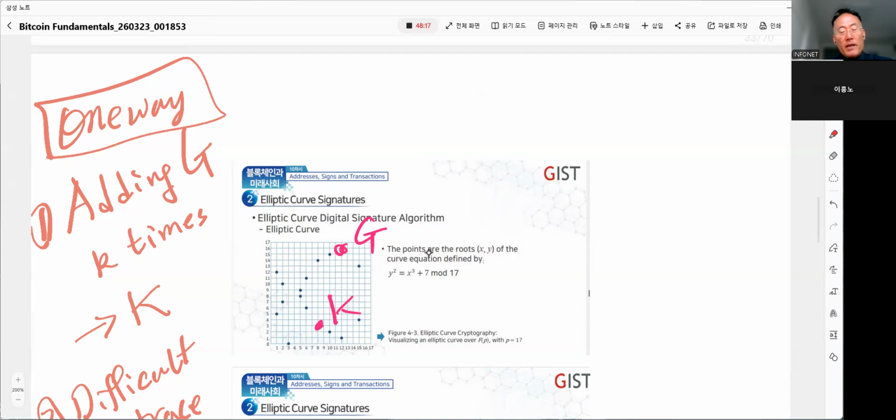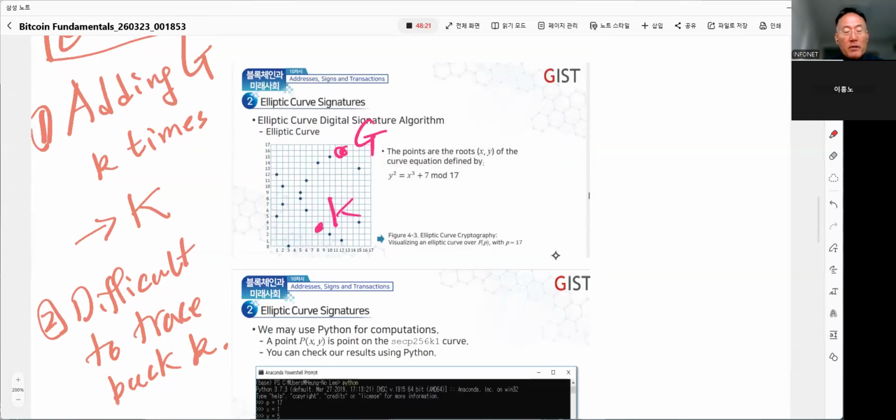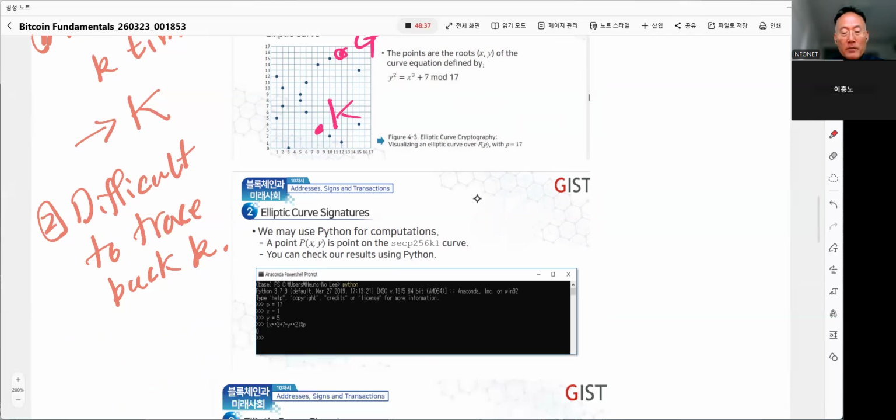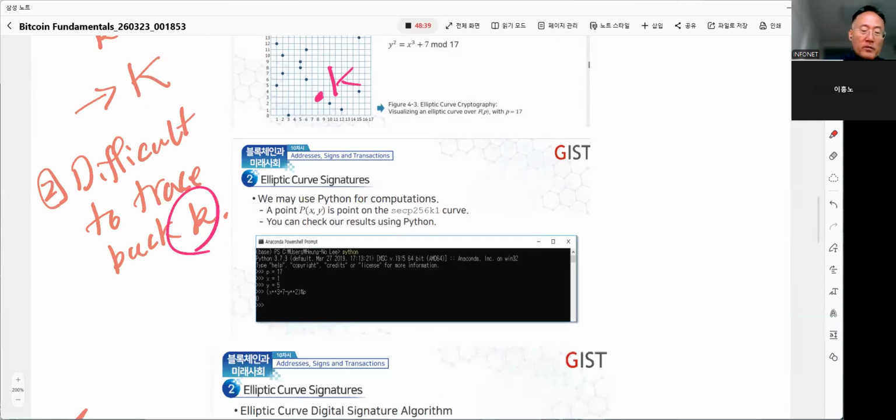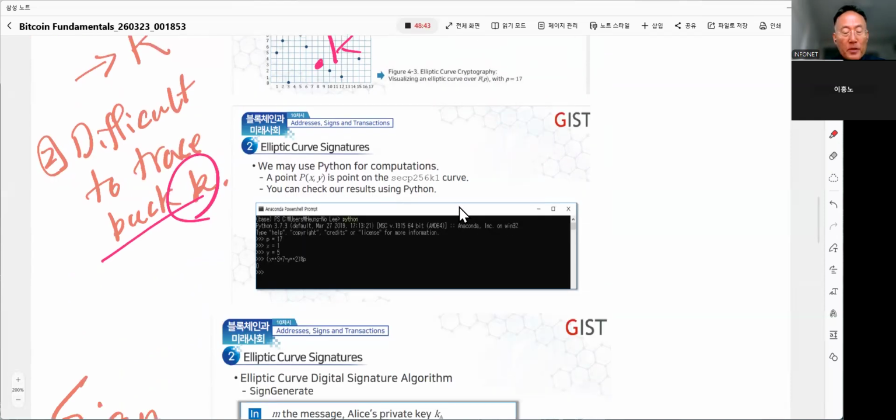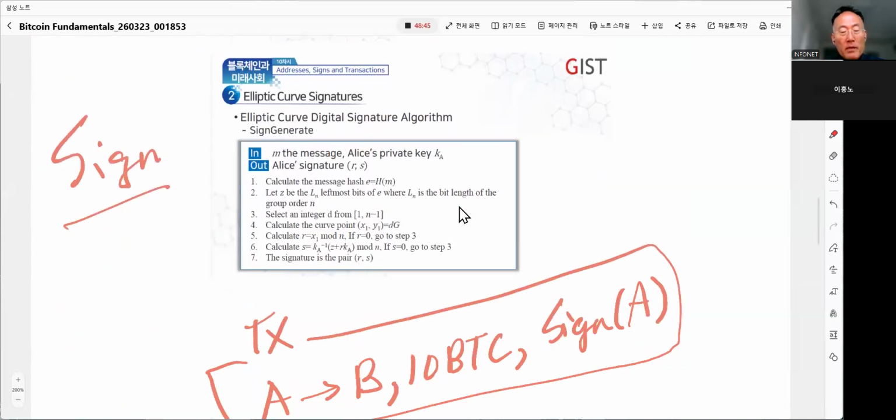That is your K. But as this elliptic curve is designed, it is very difficult to guess how many times G has been added to obtain capital K. So that is very difficult to track back. It is very difficult to find small k. All right, so that's the cryptography.